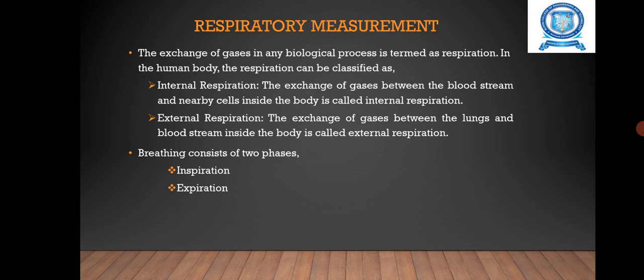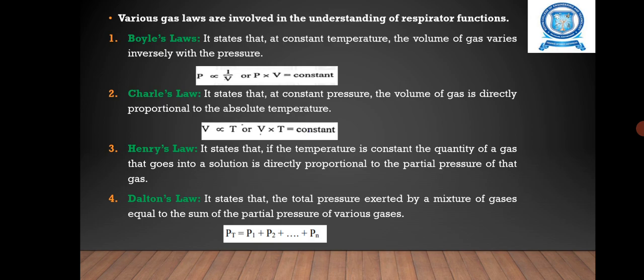Breathing consists of two phases. The first one is inspiration, the process of taking in air, and the next one is expiration, the process of blowing out air. Then we are going to see various laws that are involved in the understanding of respiratory function. The first one is Boyle's law. It states that at constant temperature, the volume of a gas varies inversely with the pressure. That means if volume is increased, pressure falls. When the volume is decreased, the pressure increases. The next one is Charles' law.